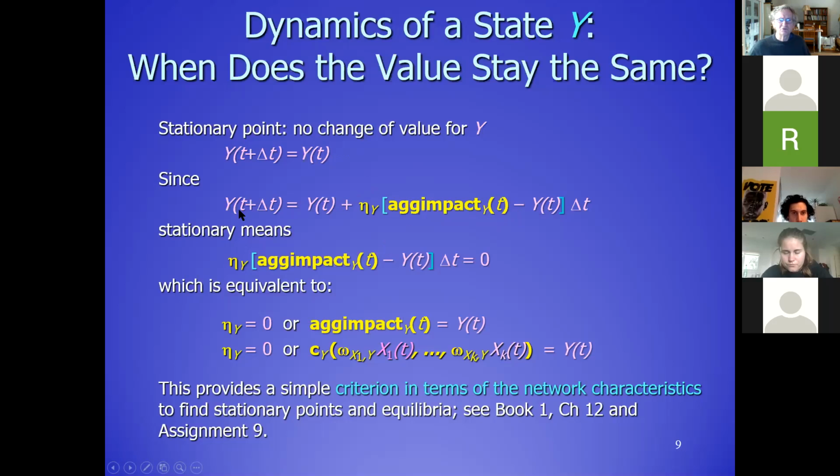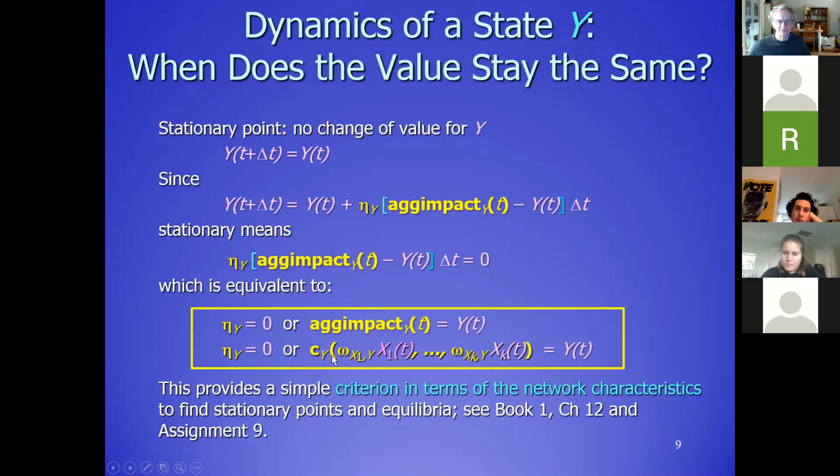So when would there be a stationary point? That means that these two are equal. So that means that this whole part should be 0. And this 0 means that either your speed factor is 0, which is a bit exceptional, it can be, but may not often, or this has two equal values. The aggregated impact is exactly equal to the y.